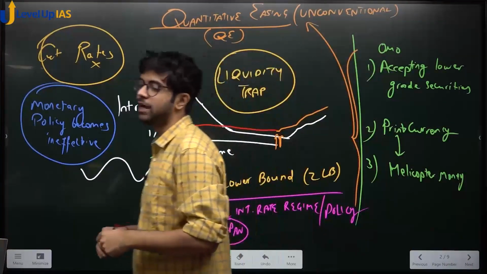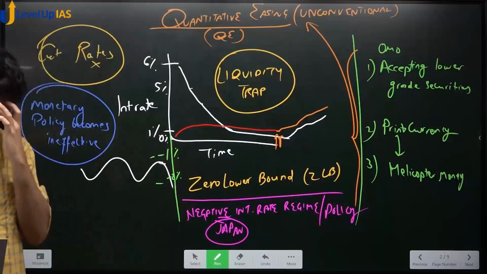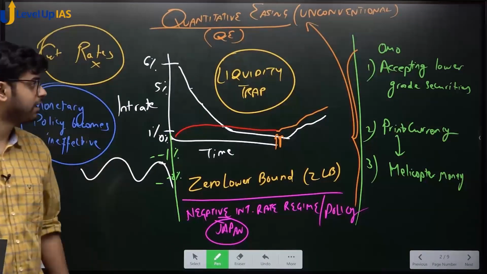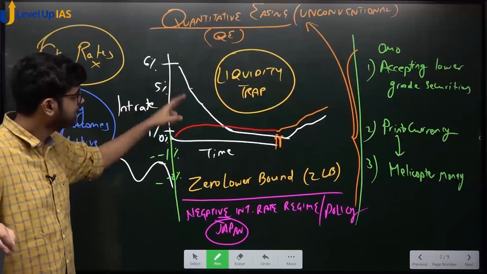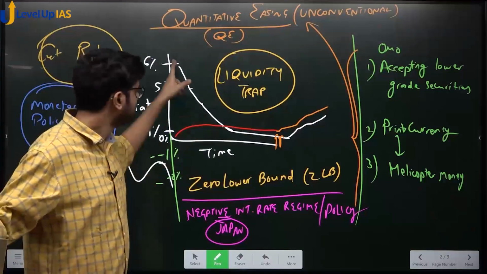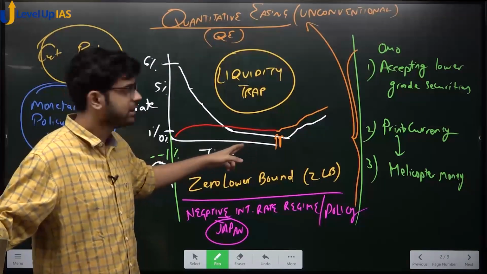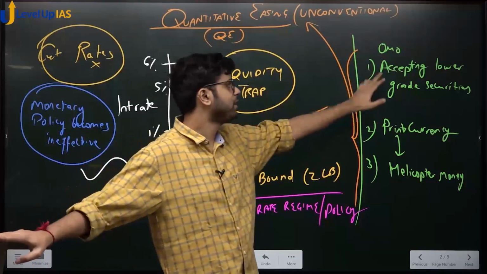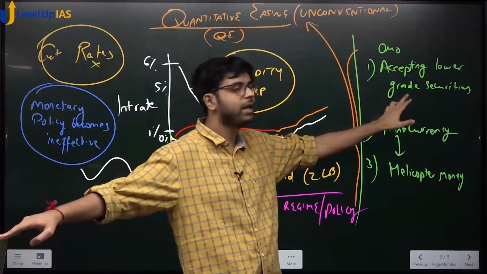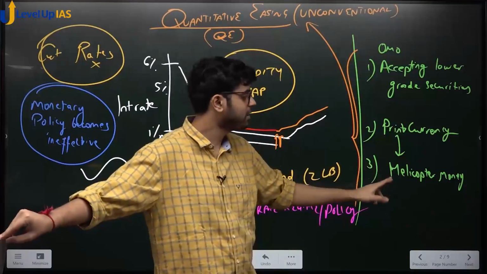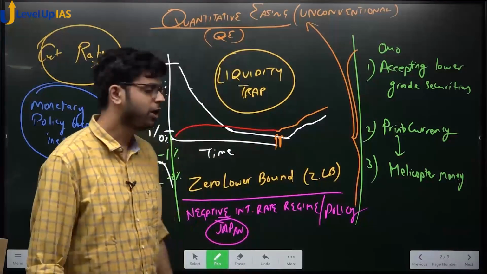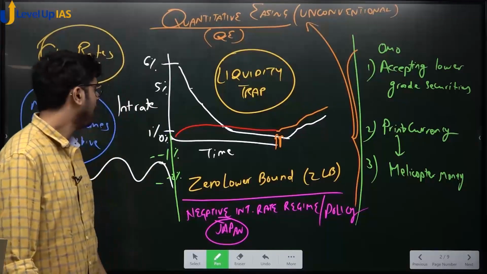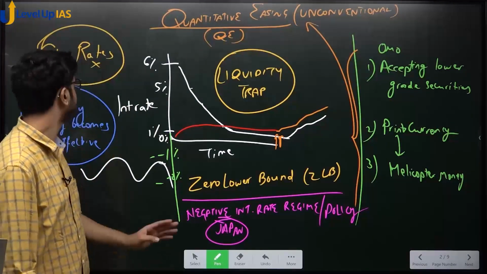Unconventional methods used by RBI. Right? So what happens is, we are in a zero lower bound situation. We are in a near zero situation, but still growth is not happening. What we do is we go for unconventional methods. Open market operations, accepting lower grade securities, one of them. Printing currency, which is also known as helicopter money, is also one of them. And then we try to boost the economy.